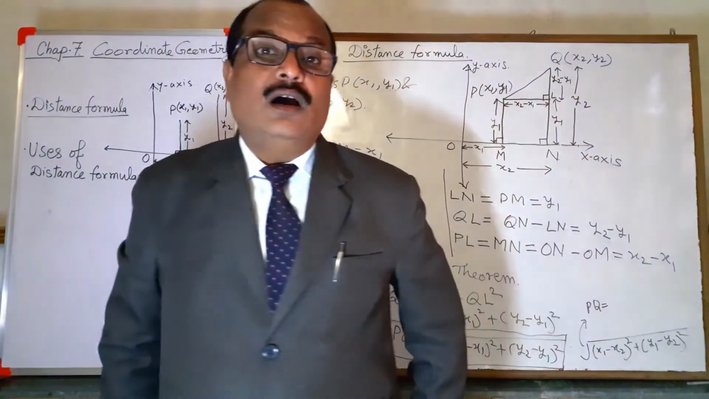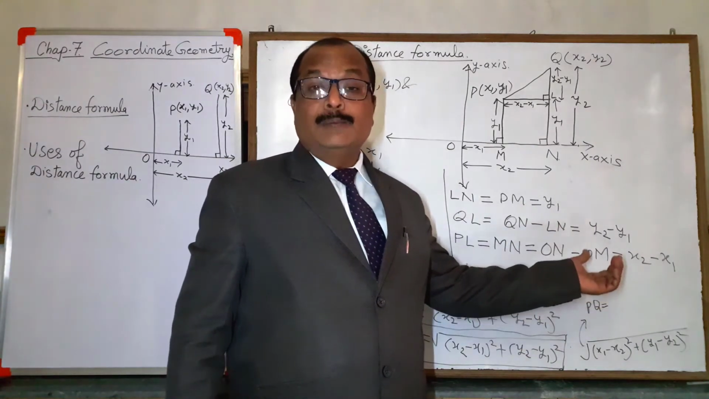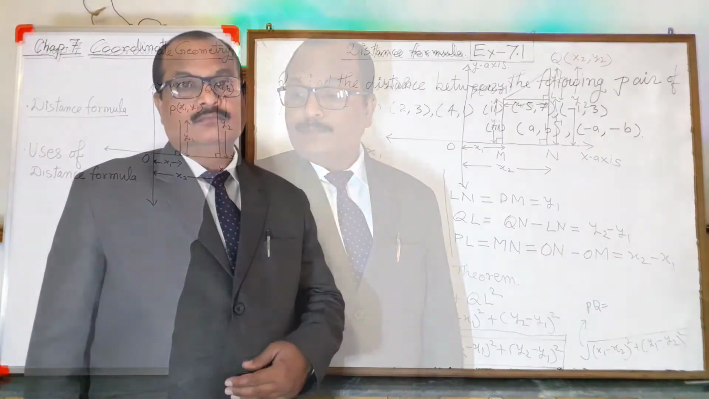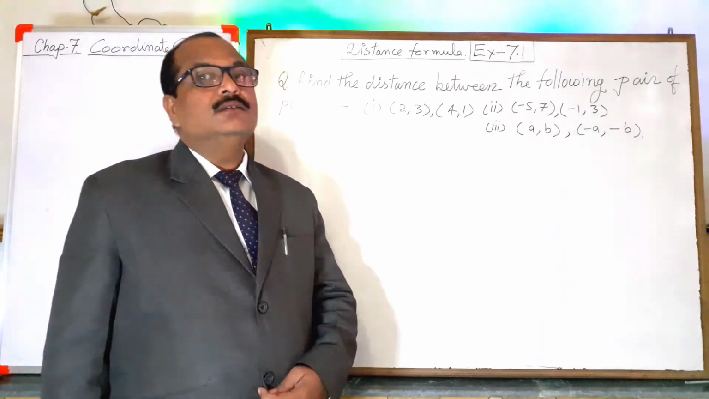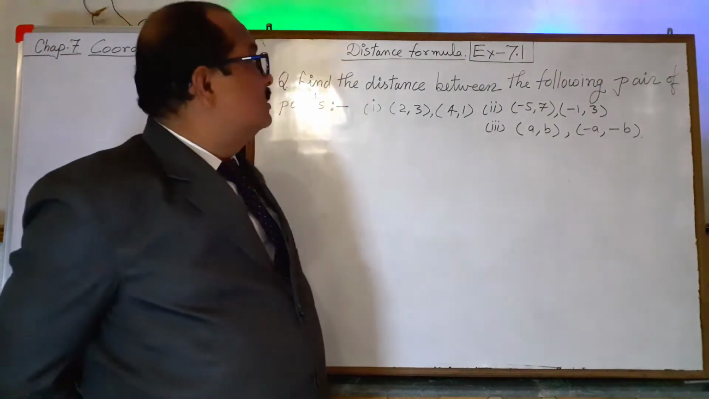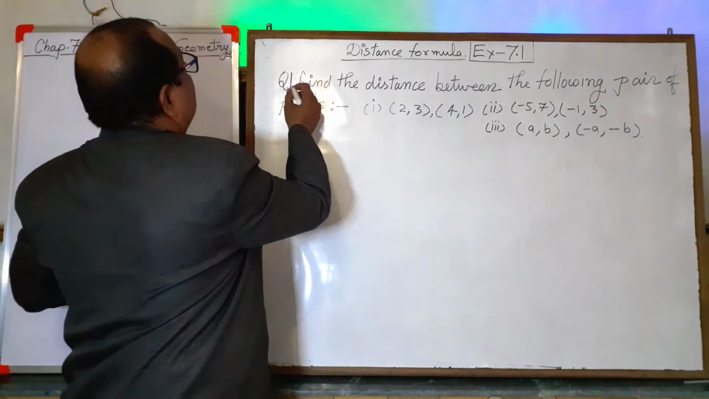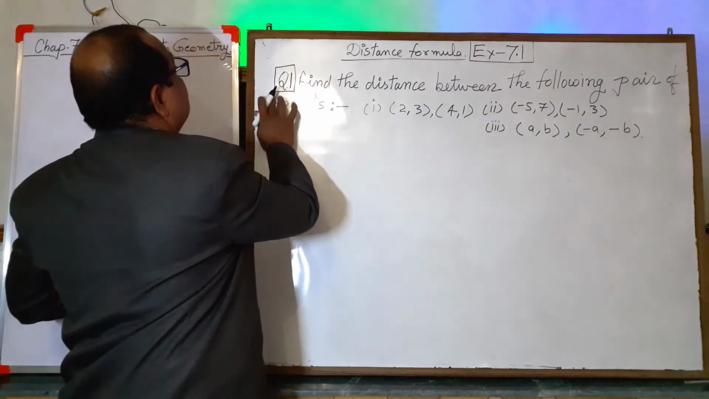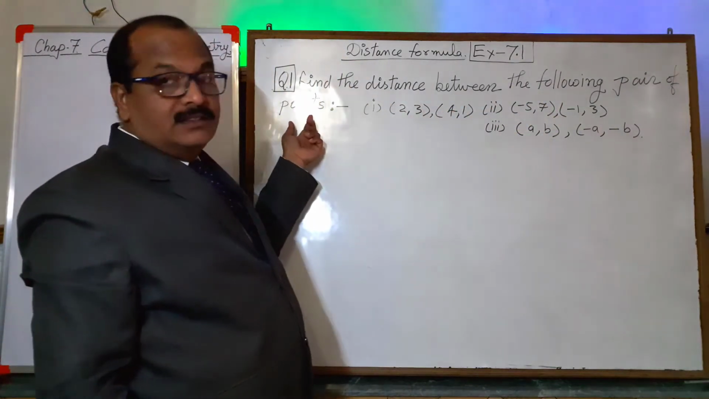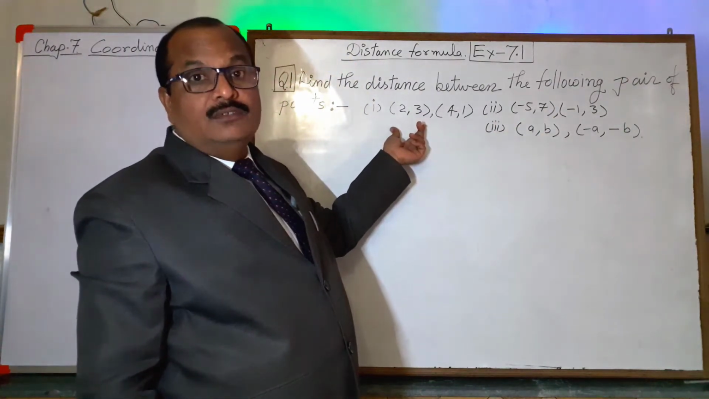Now see how we will use this formula for solving our problems. If 2 points are given, we can calculate distance between them. So students, on the basis of distance formula, one exercise is there, 7.1, and its first question, number 1, is given. What is this question? Find the distance between the following pair of points. It has 3 parts. Now one by one I would like to take the parts.